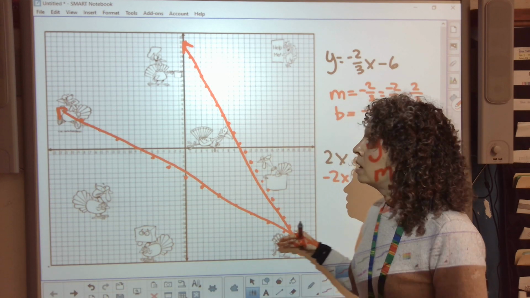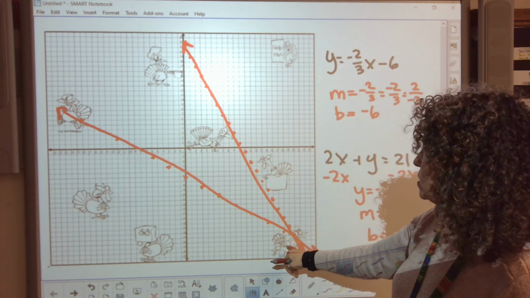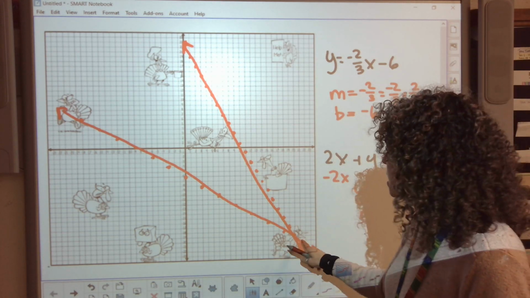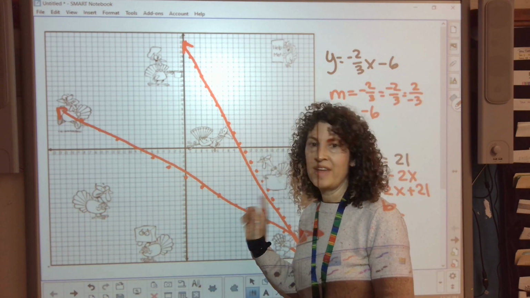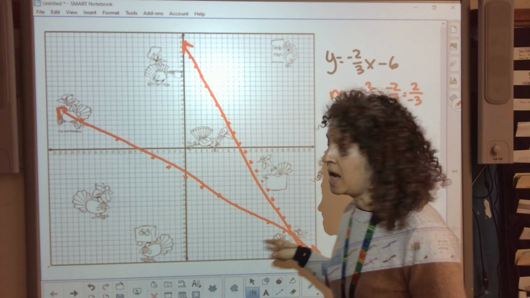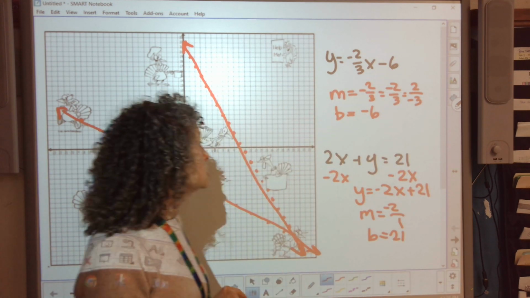On your worksheet, you should see this turkey guy here. What is he? He's the violent one who's got the gun. You're going to fill in this system of equations for that turkey because they meet at that particular spot there. So our systems of equations, solving by graphing.